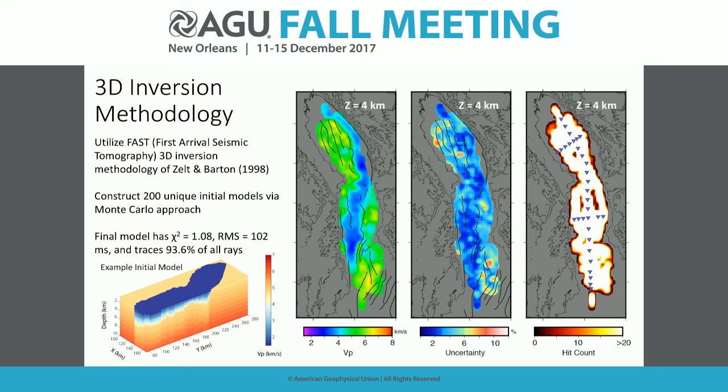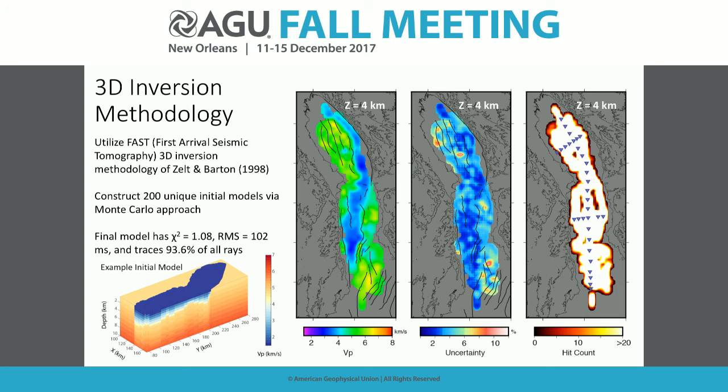And so we picked over 100,000 first arrivals on the 32 instruments, and we invert these using the FAST methodology of Zelt and Barton for a 3D VP model. We apply a Monte Carlo approach where we invert 200 unique starting models so that we can have direct access to uncertainty, as well as minimize the influence of starting model on the final product. And I'm showing here a depth slice that's 4 kilometers.